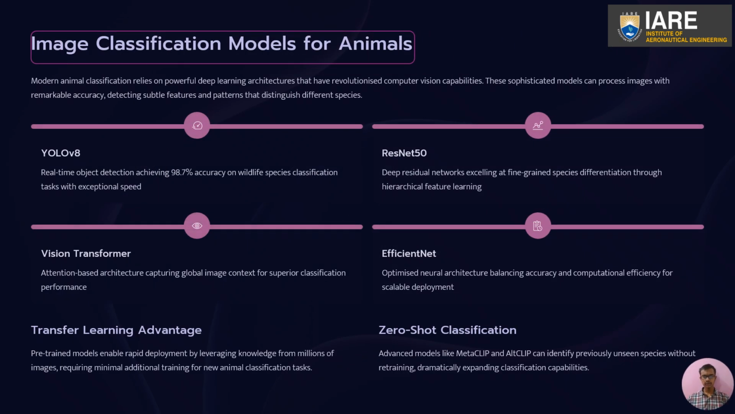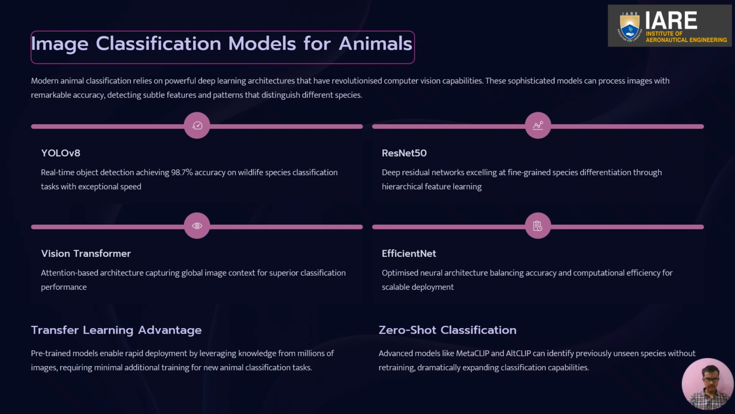Now let's go through image classification models for animals. Modern animal classification relies on powerful deep learning architectures that have revolutionized computer vision capabilities. These sophisticated models can process images with remarkable accuracy, detecting subtle features and patterns that distinguish different species.